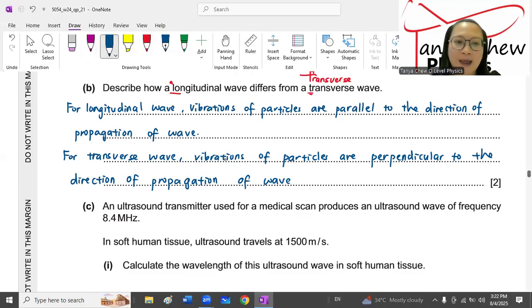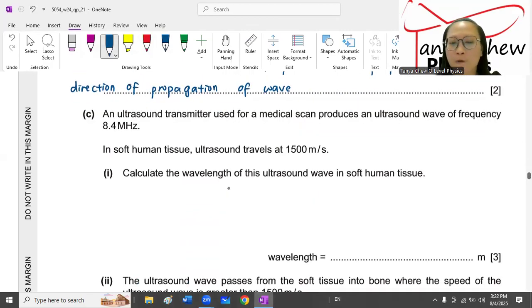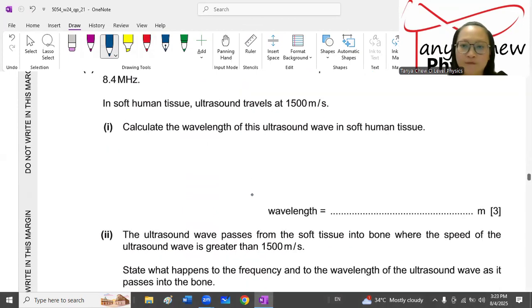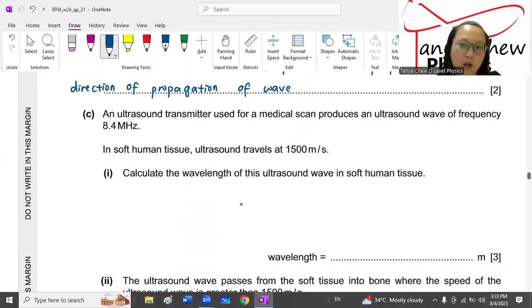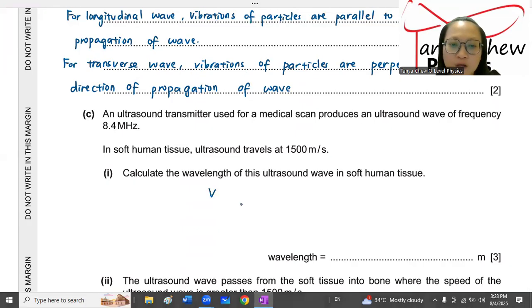So now, an ultrasound transmitter used for a medical scan produces an ultrasound wave of frequency 8.4 megahertz. In soft human tissue, ultrasound travels at 1,500 meters per second. Calculate the wavelength of this ultrasound wave in soft human tissue. When the frequency is given and the speed is given, just put v = fλ. This is an equation of the wave speed.